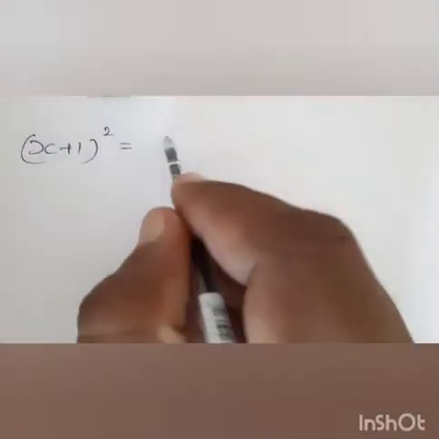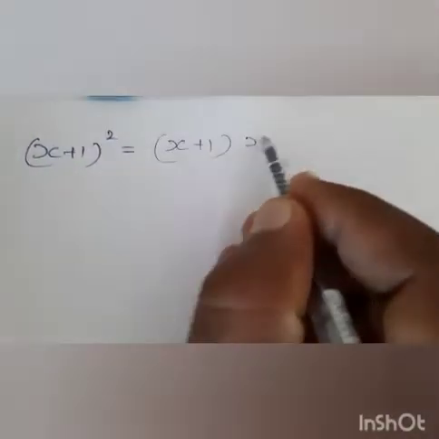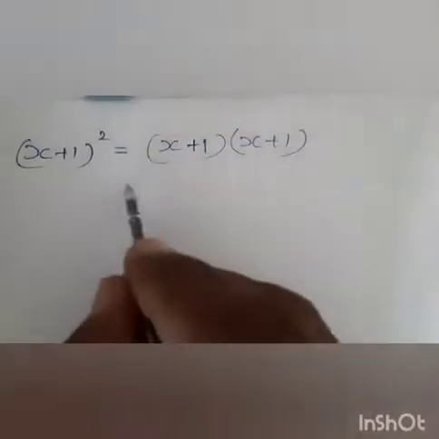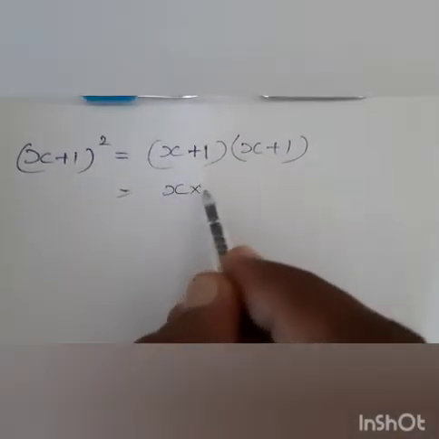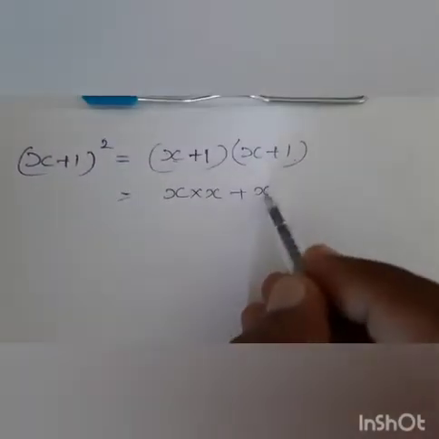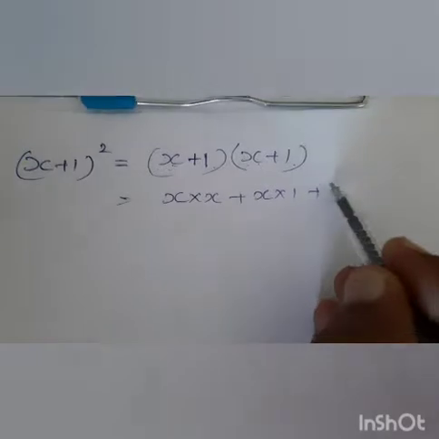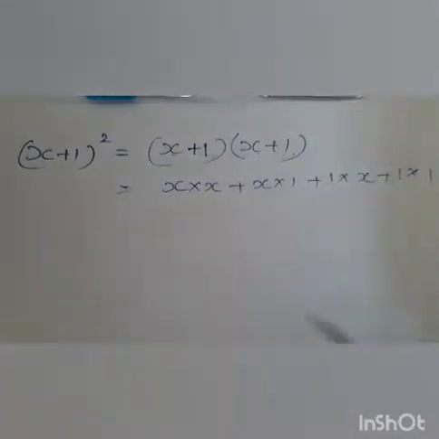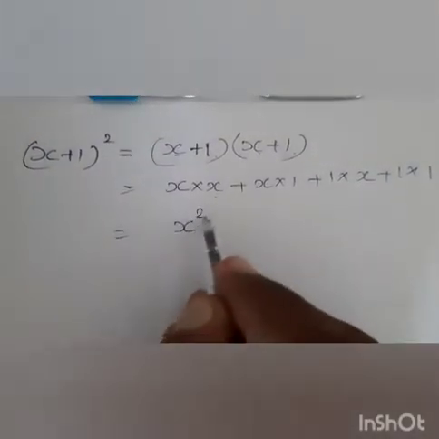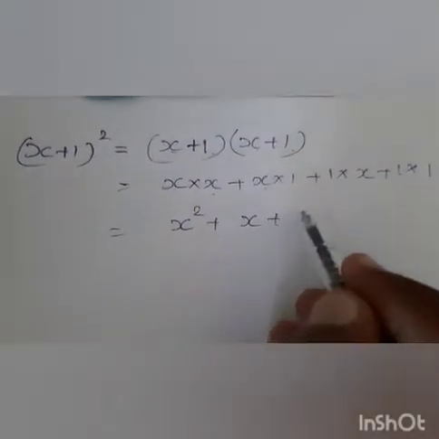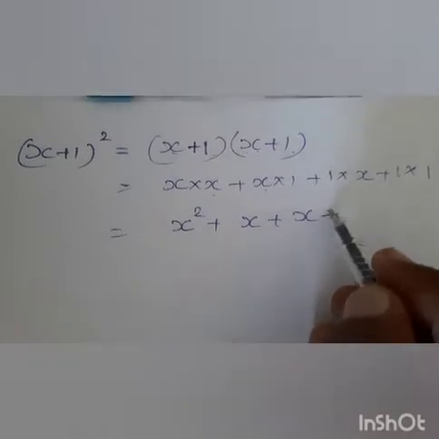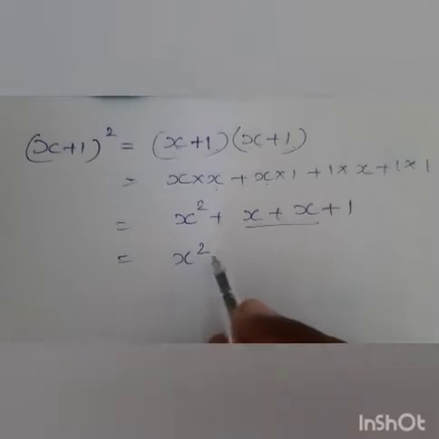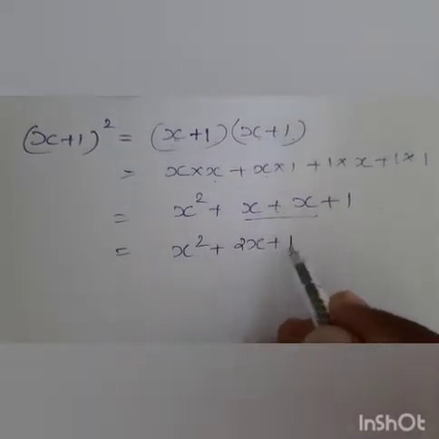Algebraic form of this expression, it is x plus 1 into x plus 1. Then how will you multiply? x into x plus x into 1 plus 1 into x plus 1 into 1. So this is x into x, x square, plus x, plus 1 into x is x, plus 1. Then x plus x, how we can write? x square plus 2x plus 1.